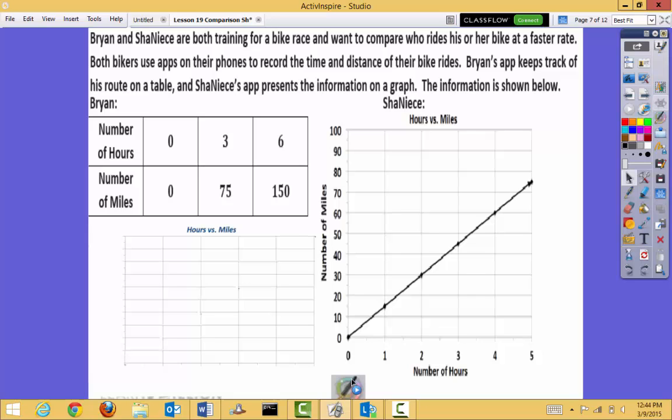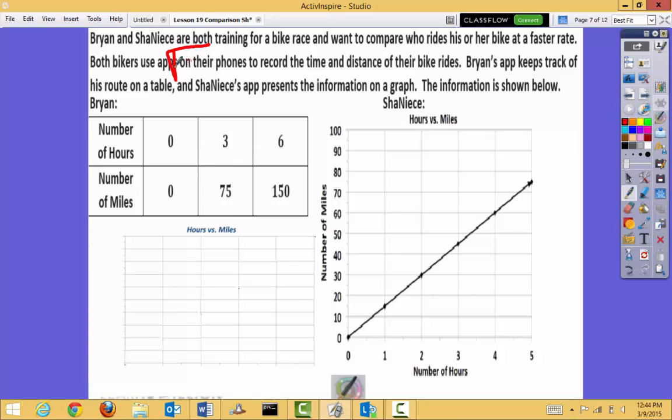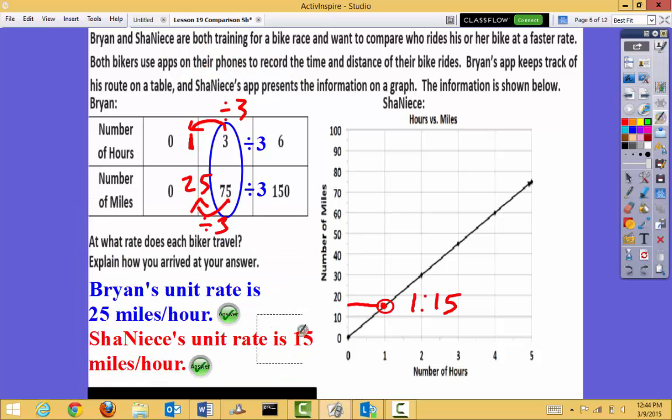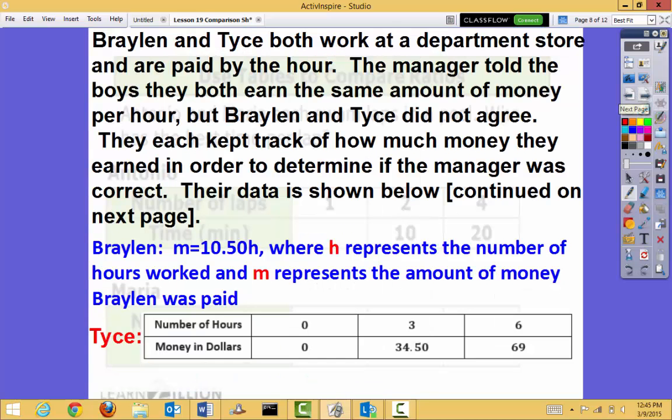So now, what if I wanted to make a graph to show how fast Shanice would have to travel? Because right now she's traveling a little bit slower, and I want to know, what if she wants to travel faster than Brian? Well, I'm going to get my labels ready, and I know she needs to travel faster than 15, because that's what she's traveling at now. She also needs to travel faster than 25. So what's faster than 25? Well, 30. So you can see I go 1, and then up to my 30 now. So now she's traveling faster than Brian. Okay, let's go to our next one.